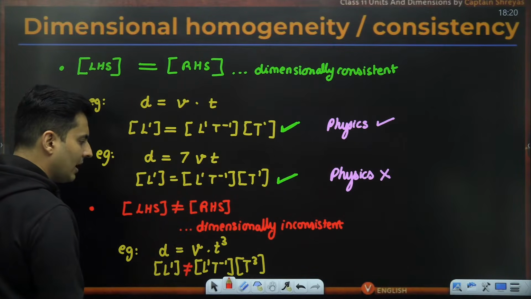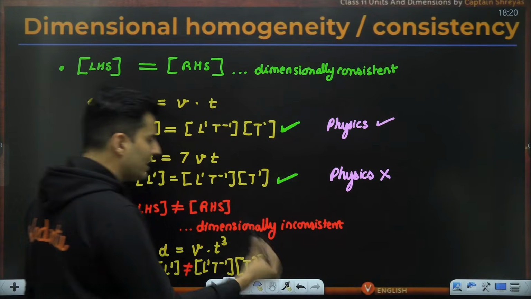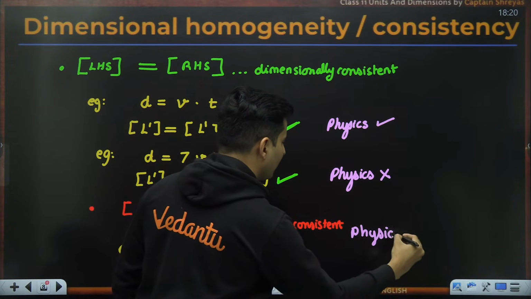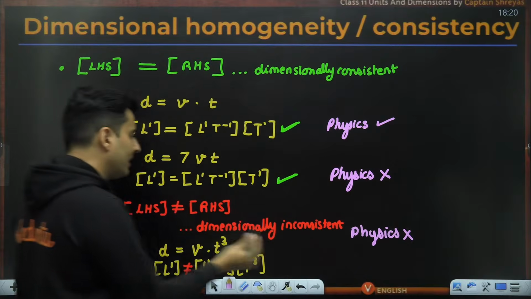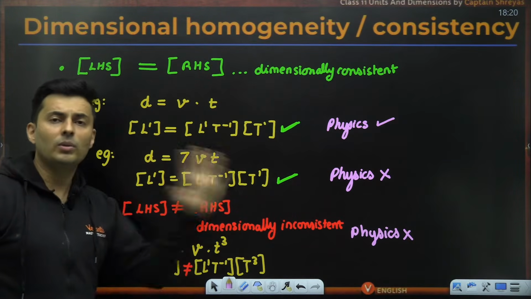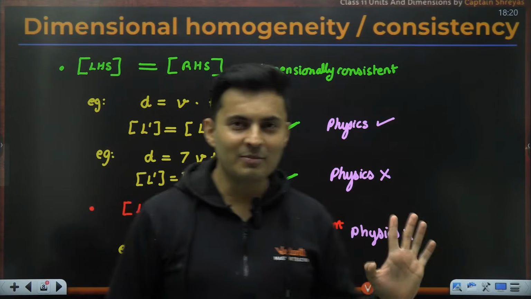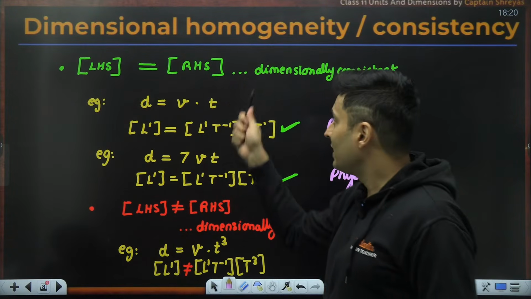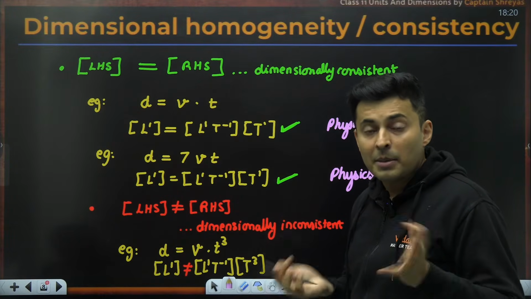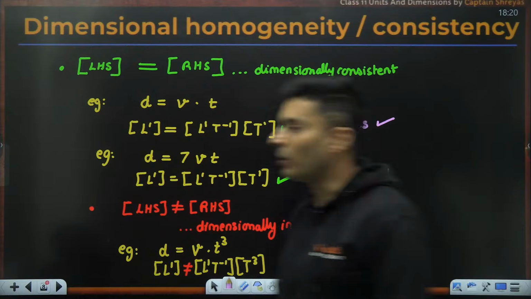So if this is the scenario, this is dimensionally inconsistent, and once it is dimensionally inconsistent, then physics-wise 100%, it is wrong. Nowhere is it even possible that distance is speed into time cubed. So keep this in mind. If it is dimensionally correct, then it may be physically correct. But if it is dimensionally wrong, it is going to be physically wrong.